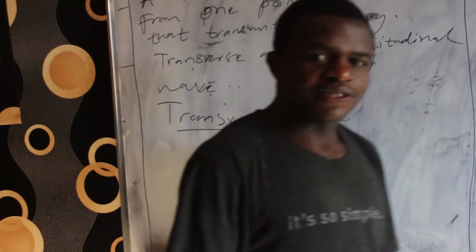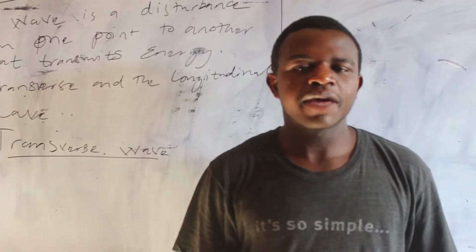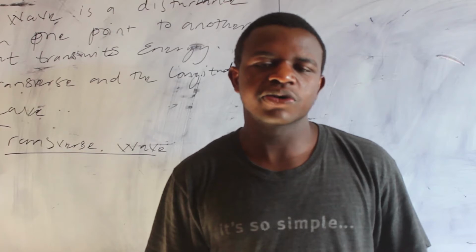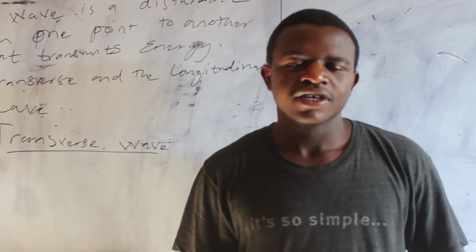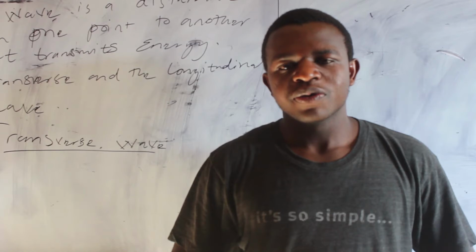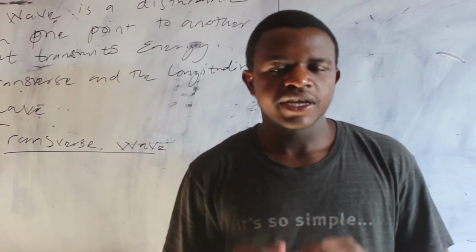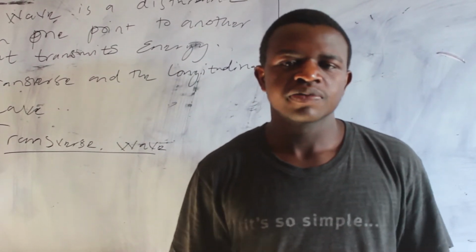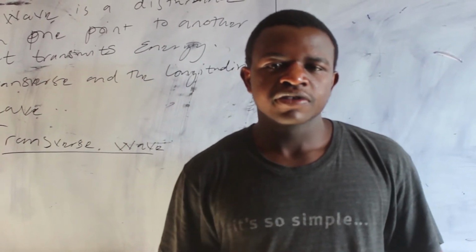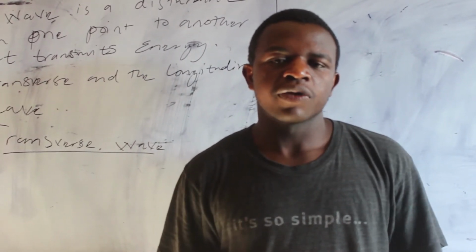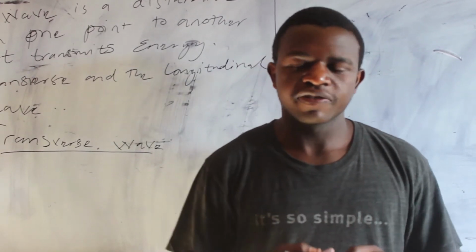What is a transverse wave? A transverse wave is defined as a type of wave where the vibration of the particles is at right angle to the direction of travel of the wave. Examples of transverse waves are light waves and water waves. Those are two examples of the transverse waves.